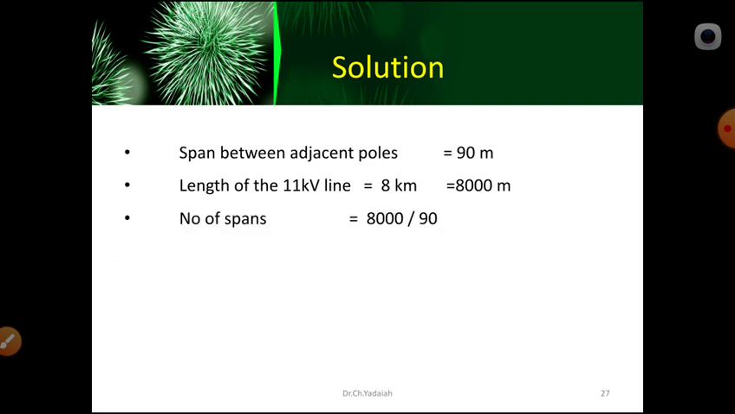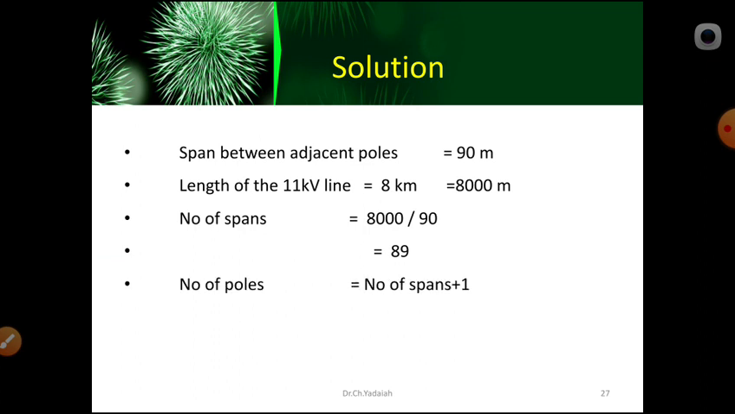Now number of spans is equal to total length divided by span. Total length how much? 8000 meters. The span length is 90 meters. The pole to pole distance is 90 meters you want to erect. Then the number of spans is equal to 89. 89 spans we are going to get here.